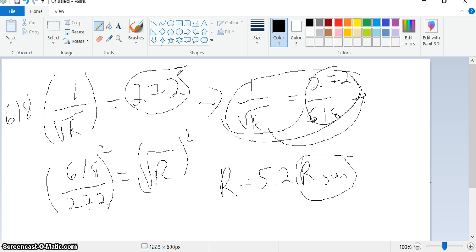Gas at that speed, because the temperature is 3 million Kelvin, the gas is traveling at that speed. But if that gas ends up 5.2 times the radius of the sun, it'll leave the sun and never come back, right? So that's the idea. All right, let's do the next problem.